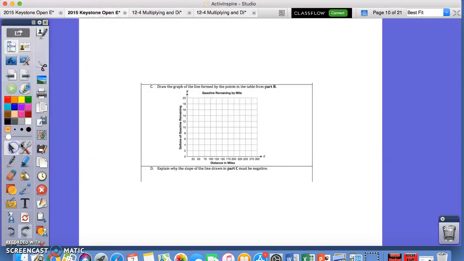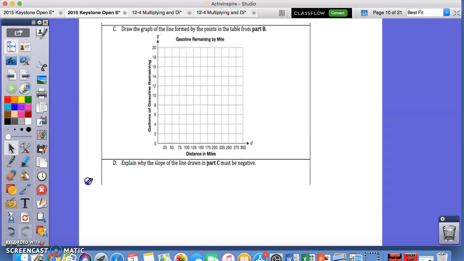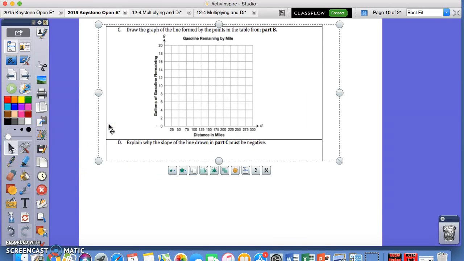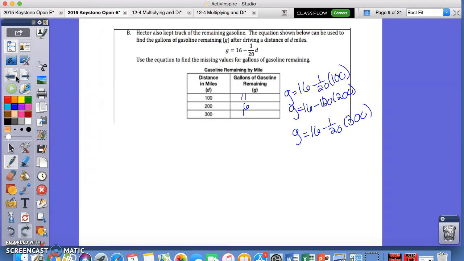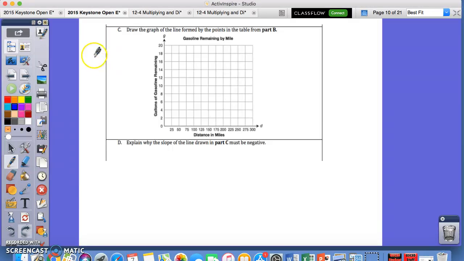Part C says to draw a graph of the line formed by the points in the table. So I went ahead and plotted; I looked back and I had (100, 11), (200, 6), and then (300, 1). So I did (300, 1) about right there, (100, 11) about right there, and (200, 6).